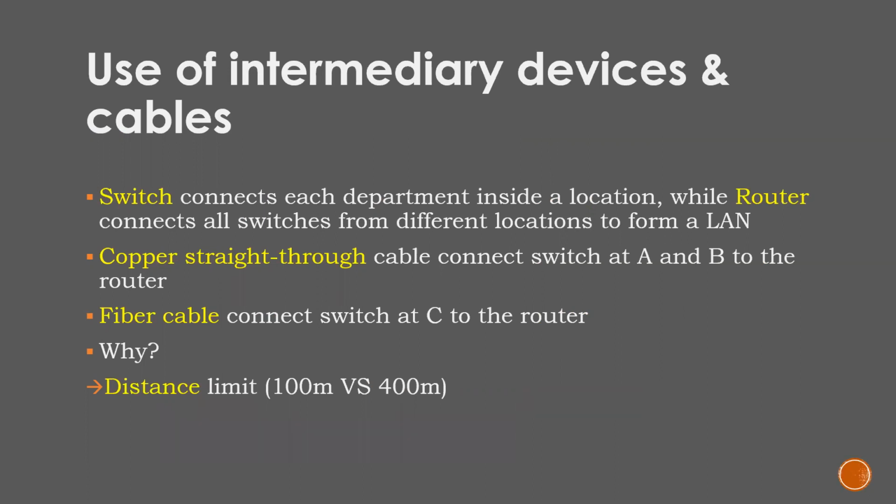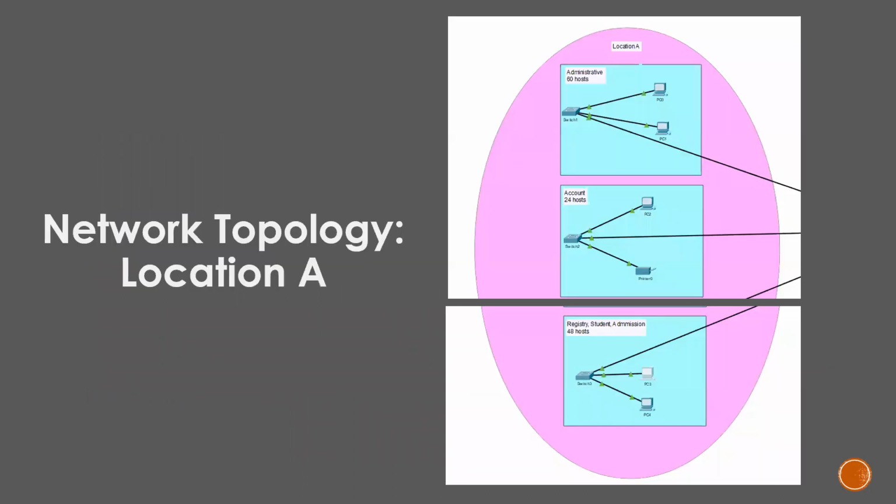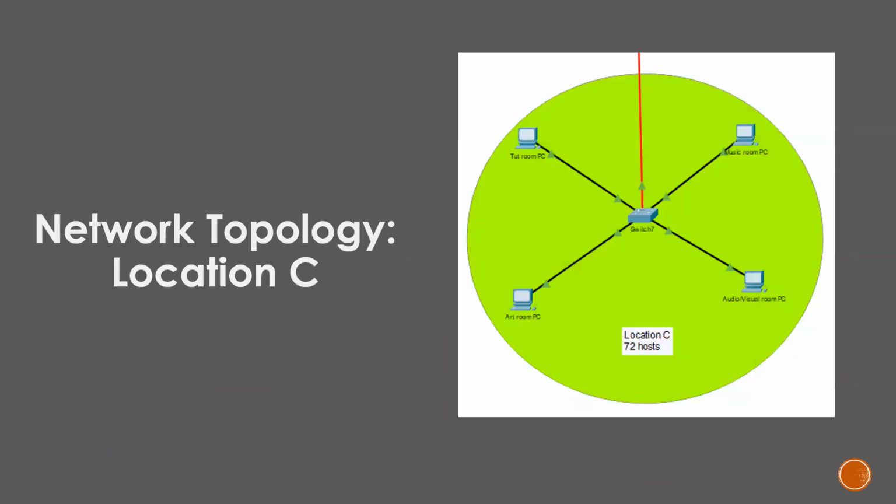And the fiber cable connects the switch at location C to the router. This is because the copper straight-through cable has a distance limit of 100 meters, while the fiber cable can support larger than 100 meters. And this is the network topology for locations A, B, and C.